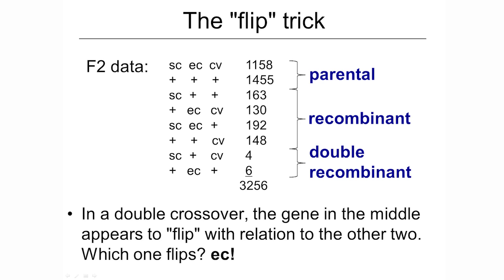We have this same data again, right? And here's the whole question. Remember, I'm going to draw it out even though we looked at it again. Here's parental chromosomes. SC, EC, CV, plus, plus, plus, right? That happens to be the right order, but say you didn't know that. Look what happens with a double crossover, you guys.